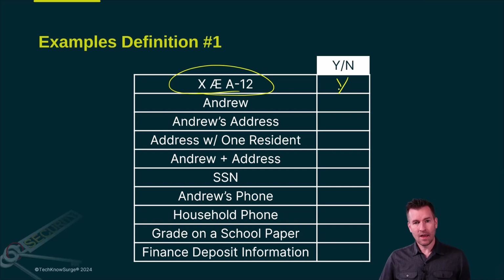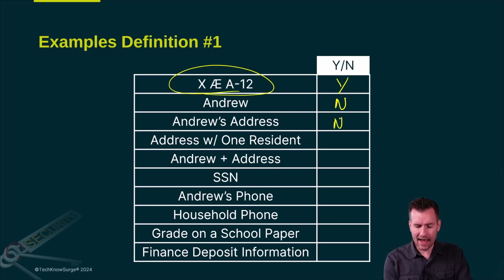So yes. Next one, Andrew, that's me. Does that personally identify me? Well, not exactly. Actually, there's a lot of Andrews in the world. It's a very common name. And so does this identify specifically me? Well, no, it doesn't. How about my address? Does my address itself identify who I am? And no, and the reason why is because I have multiple people living in my household.